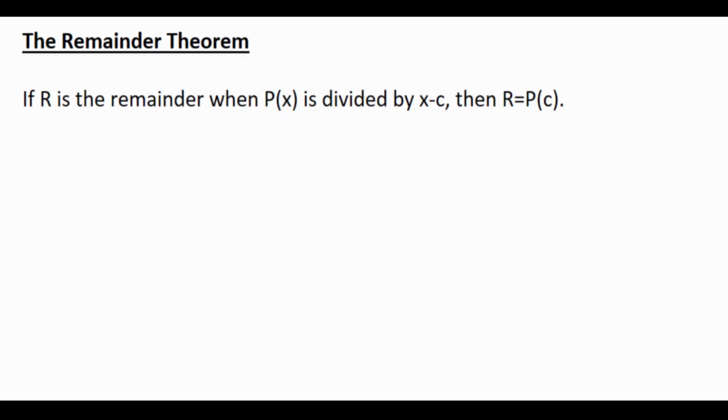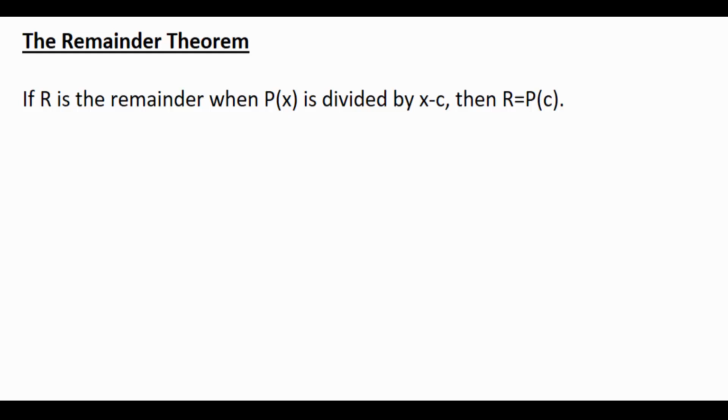Okay, the remainder theorem. Looks strange, and then once you analyze it, it's like, oh, common sense. It comes from the check on division. So if R is the remainder when P of x is divided by x minus c, then R is equal to P of c.